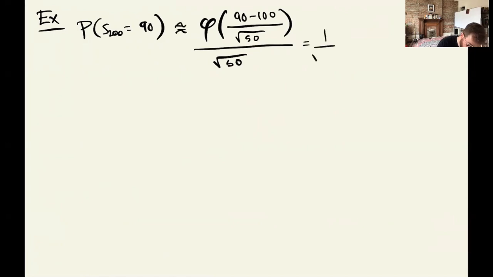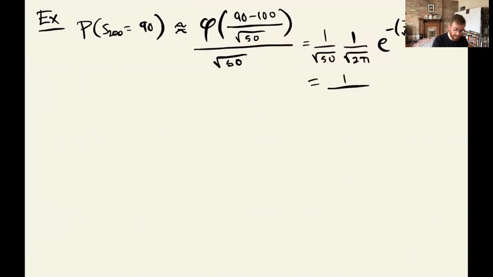This ends up equaling 1 over square root of 50 times 1 over square root of 2 pi times e to the minus 10 divided by square root of 50, squared, times a half. So if you do that math out, you get 100 divided by 50, which is 2. And so those 2 end up canceling. And so we get exactly the answer that we had before, which looks something like this, times e to the minus 1. And when you do that calculation, this is approximately 2.07%.